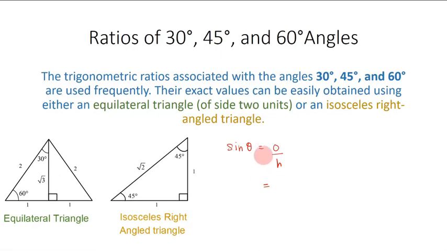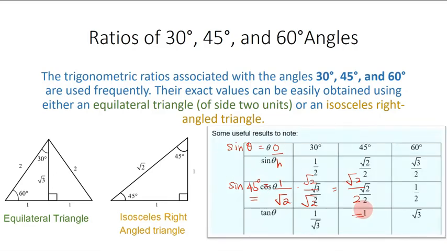We know that sine theta is equal to opposite over hypotenuse, so if we want to find sine 45 degree, opposite is 1 and the hypotenuse equal to square root of 2. If we simplify this, multiply both by square root of 2 divided by square root of 2, we get square root of 2 divided by 2. Therefore, sine 45 is equivalent to square root of 2 over 2, as in this table.